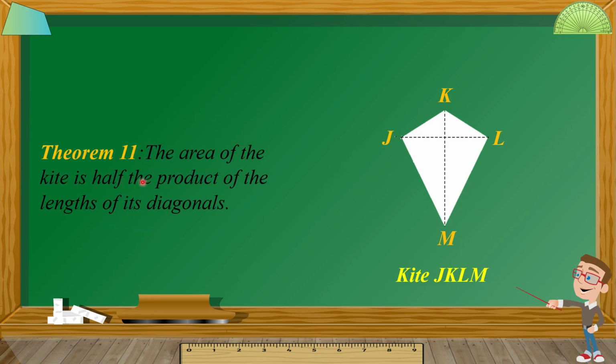Theorem number 11. The area of the kite is half the product of the lengths of its diagonals. So, yung area daw ng isang kite, makukuha natin siya by multiplying the lengths of its diagonal. And, i-divide natin ng 2 yon. So, sabi niya kasi half. So, yung kalahati nung product nung lengths nung dalawang diagonals ng isang kite, yun yung magiging area niya.